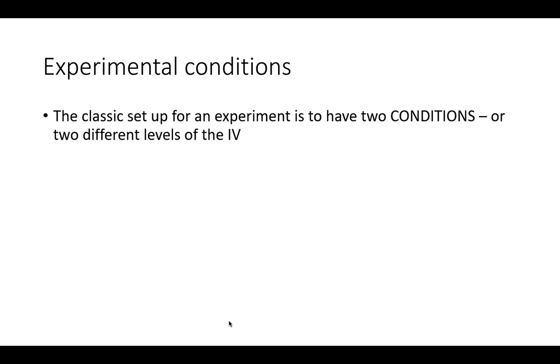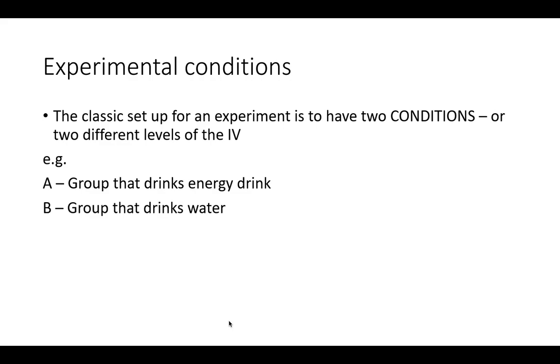Okay, let's think about experimental conditions. The classic setup for an experiment is to have two conditions, or two different levels of the independent variable. What do we mean by this? Well, imagine that we have a group that drinks an energy drink, as the example in the book talks about, and a group that drinks water. These are the two different levels of our independent variable, the thing that we are manipulating or changing. These are called the two conditions, the conditions of the experiment, the experimental conditions.